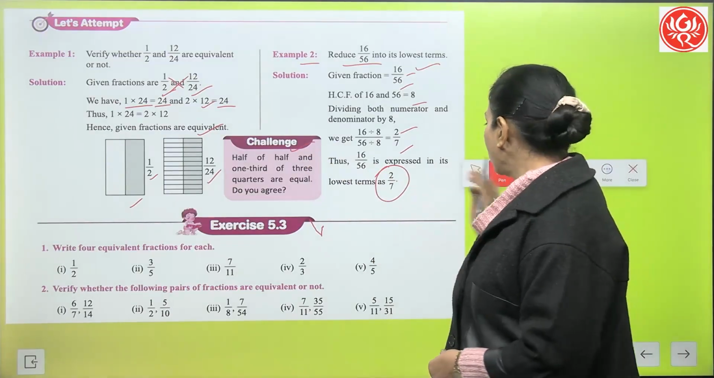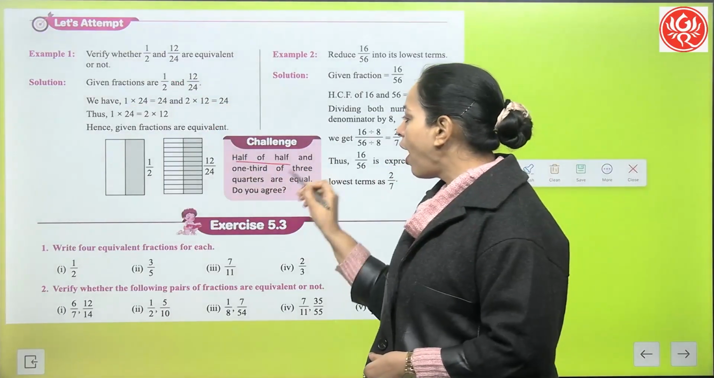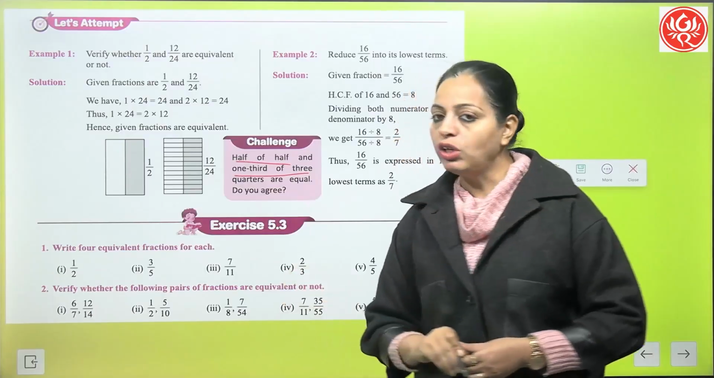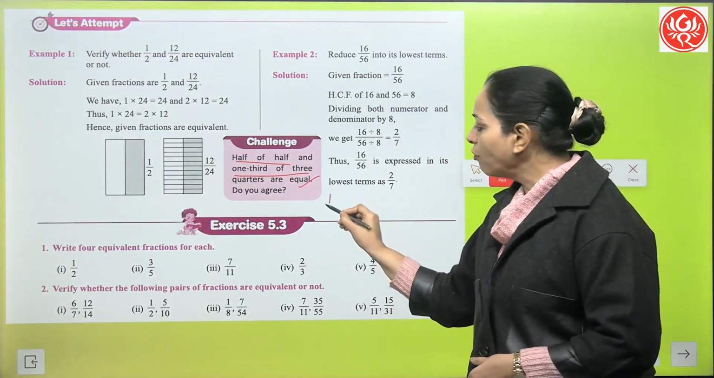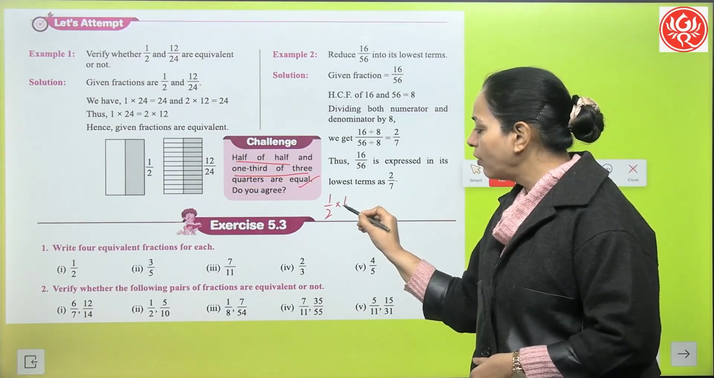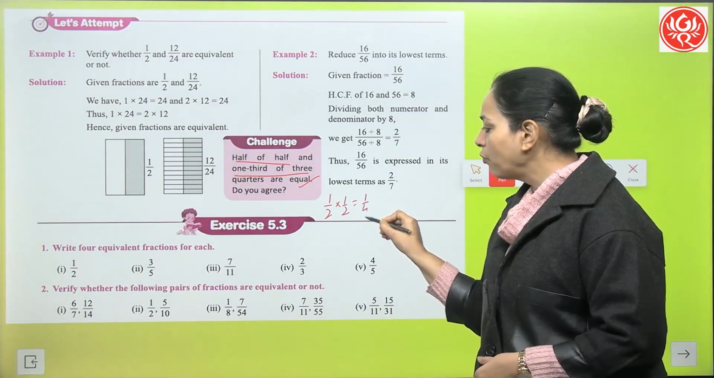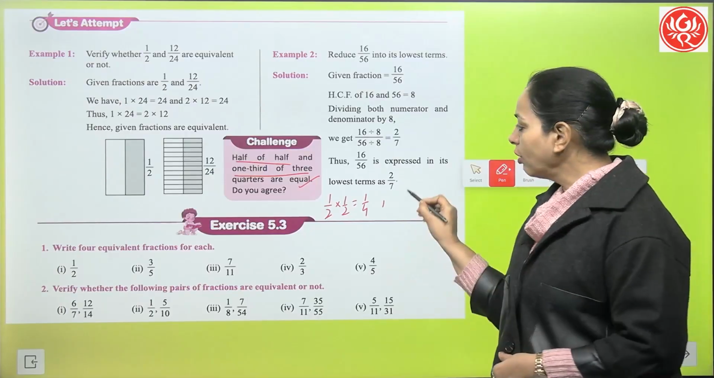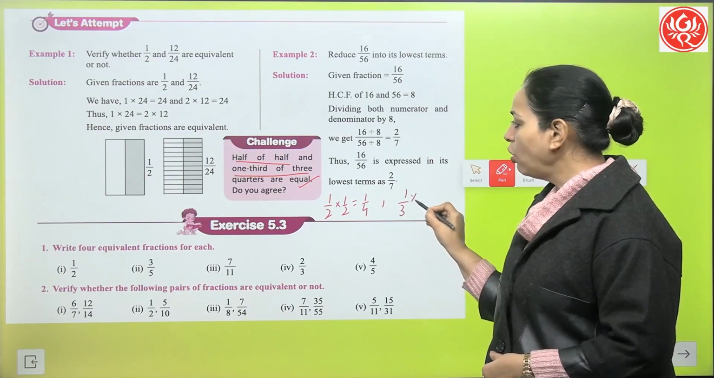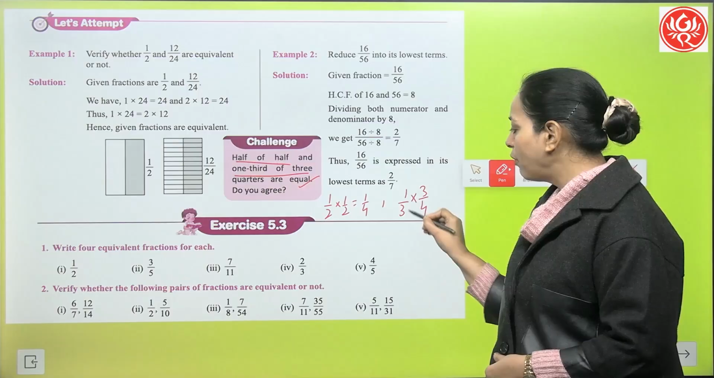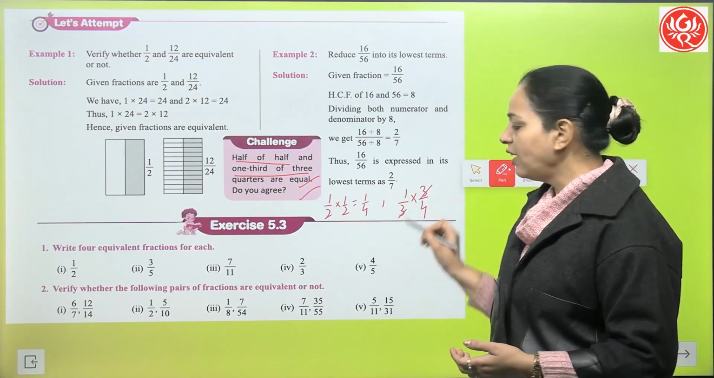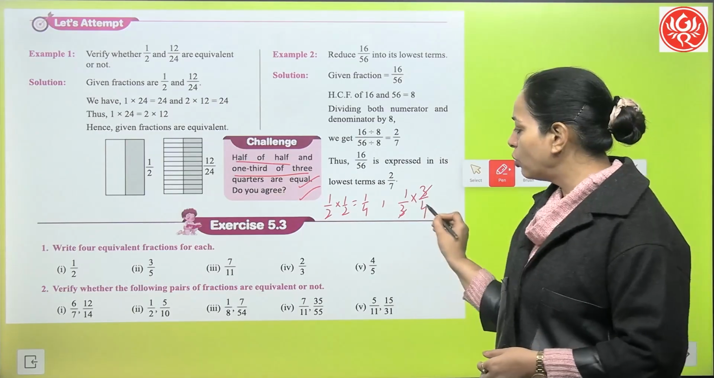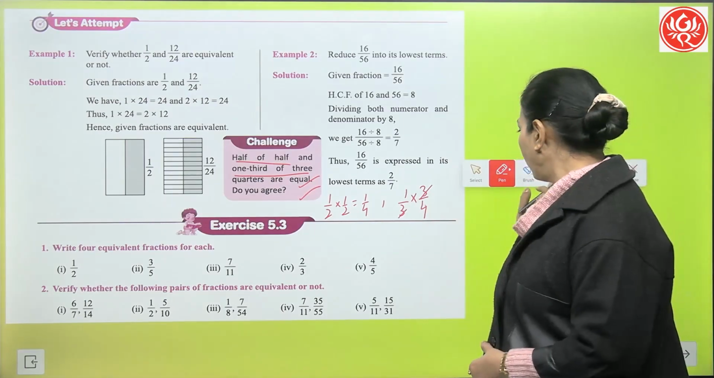So now there is one challenge. Half of half and 1/3 of 3 quarters are equal. Half of half means half into half, that is 1 by 4, and 1/3 of 3 quarters means 1 by 3 of 3 by 4. So are these equal? Yes, these are equal. Okay, both are equal to 1 by 4.